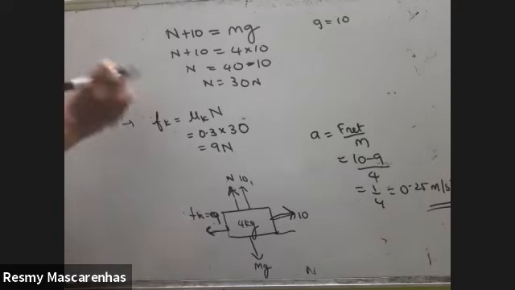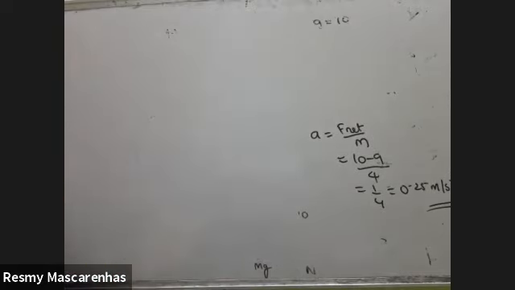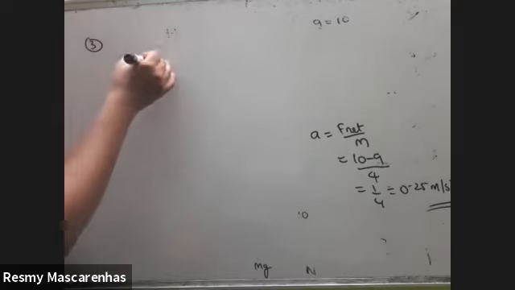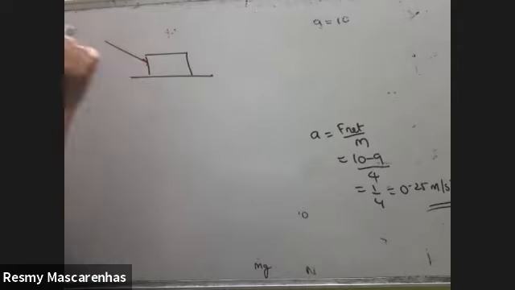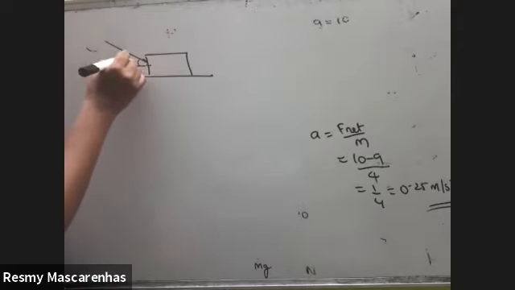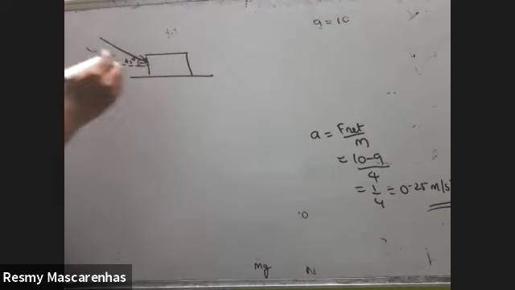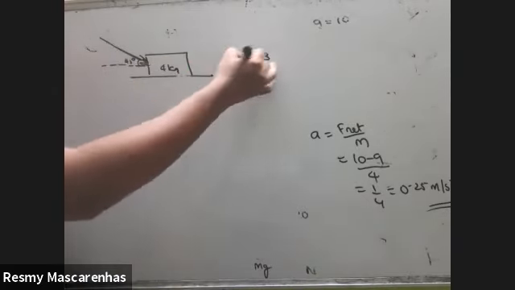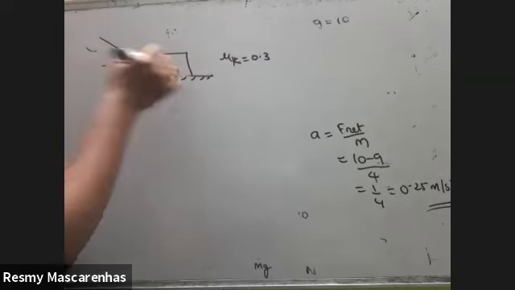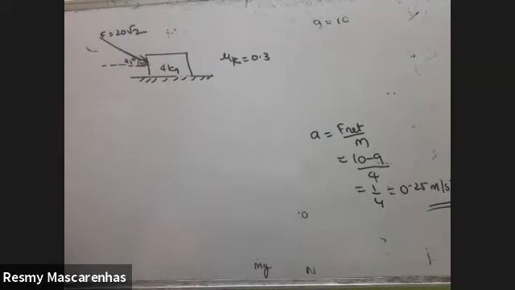Next one, same like this one only. Now force is applied this side. This is 45 degree. This direction, okay. Same 4 kg. Mu k is 0.3. This F is given to me as 20 root 2. 45 degree only.